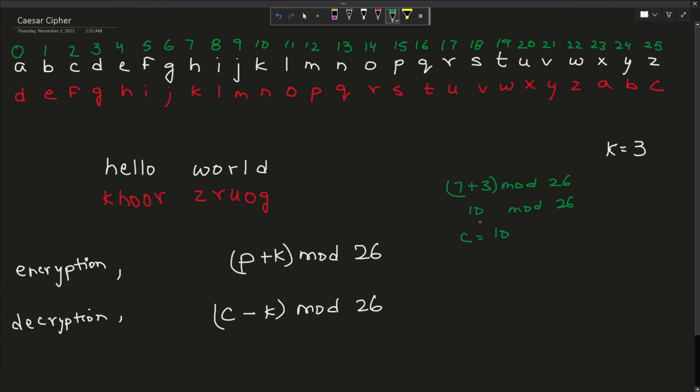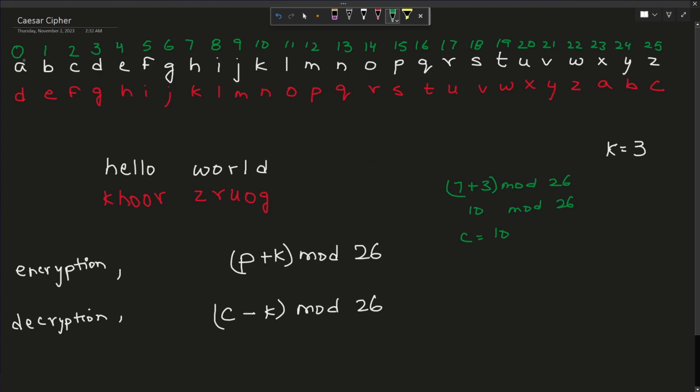Now, if you guys do not know how to calculate 10 mod 26, I do have a previous video where we do these modulus arithmetic operations. You guys can check that out. I'll link it up in the description and also in the i on the top right hand corner. Again, you can also use a calculator to figure out what is 10 mod 26. So 10 mod 26 is basically 10. C is equal to 10.